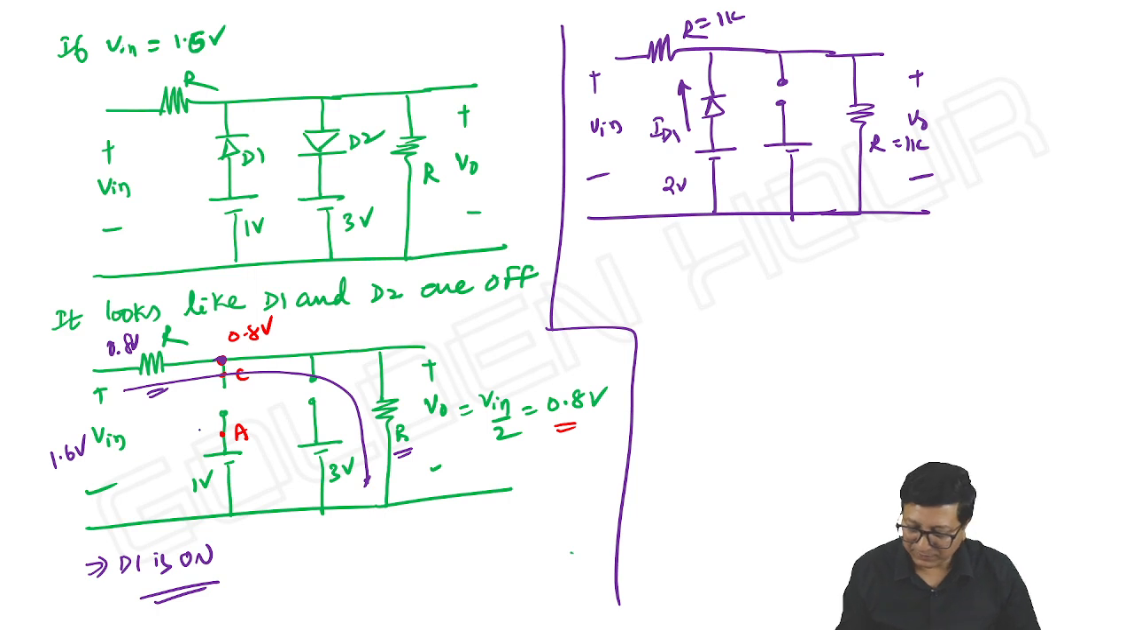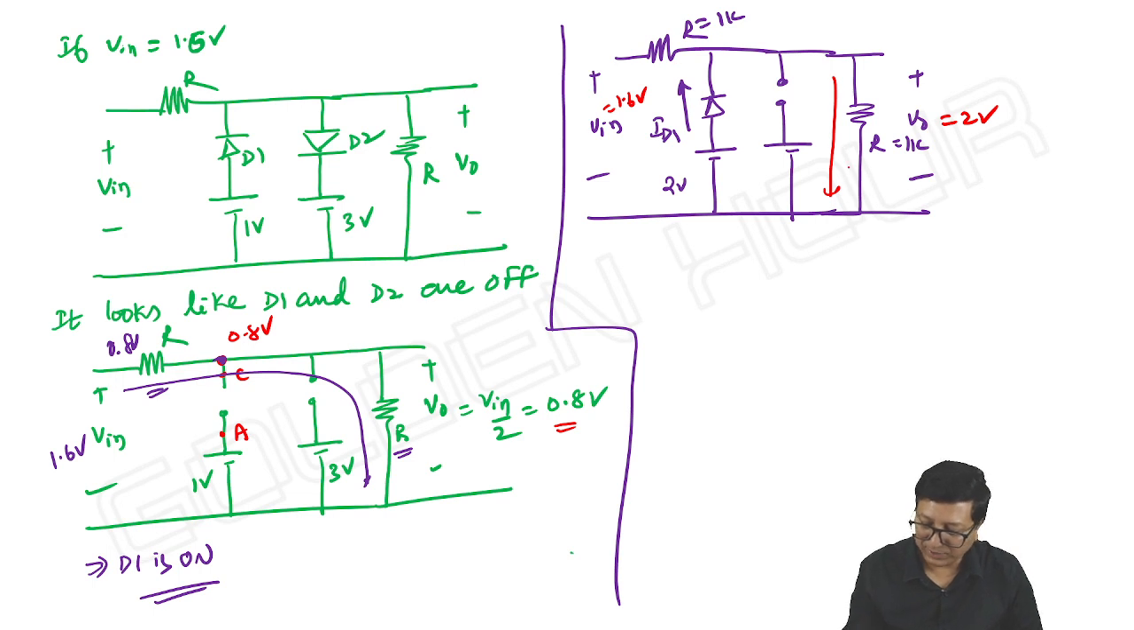Just equal resistors, that's it. Then D1 is on. Let us find those currents. V input is how much? It is 1.6 volts, right? For 1.6 volts I'm taking. So diode current is coming like this, and output is 2 volts as D1 is on. So there is a current flow. And what about this current? Let me take this current as I2, and this current as I1.